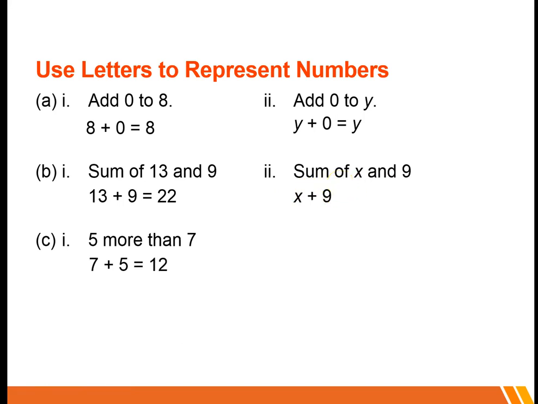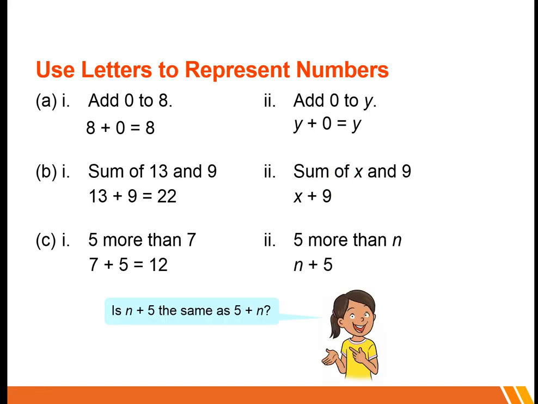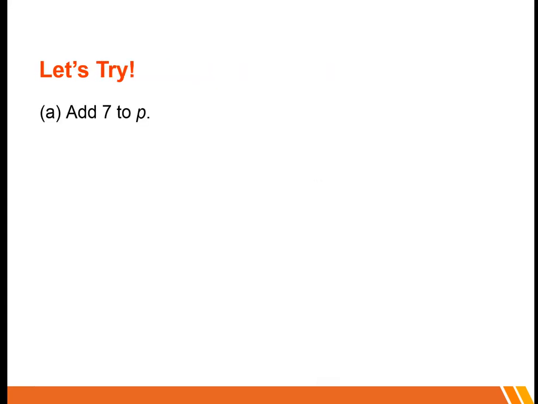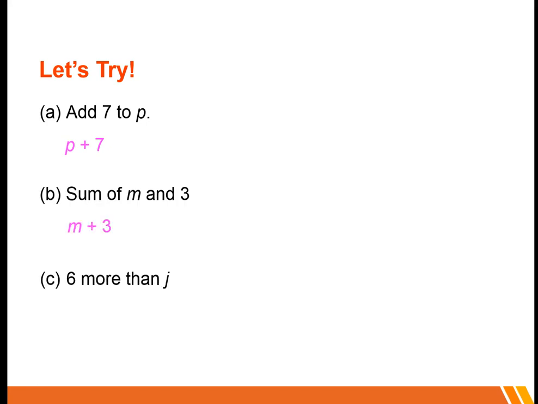Now, 5 more than 7, that will be 7 plus 5 equals 12. Then 5 more than n, that will be n plus 5 or 5 plus n. So is n plus 5 the same as 5 plus n? Now, in class, you guys already said they are the same. Yes, you are right. For addition, it works that way, because 3 plus 5 equals 5 plus 3 anyway, right? So now add 7 to p, that will be p plus 7. Sum of m and 3 means m plus 3. 6 more than j, that will be j plus 6 or 6 plus j.